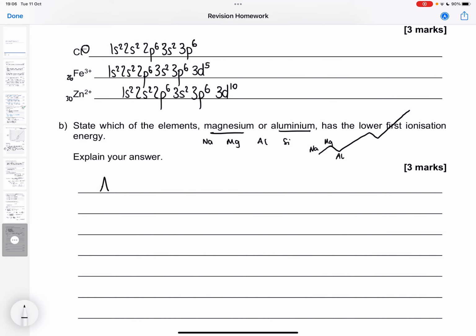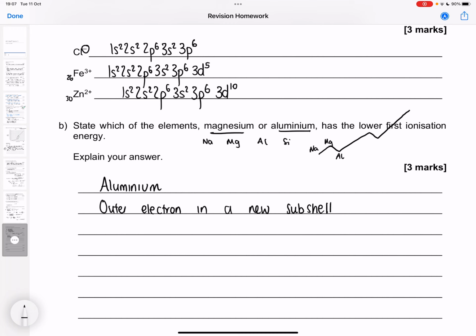Who has a lower answer? Aluminium, and this is very similar to a question earlier on in the paper. Why does it have a dip? Because its outer electron is in a new subshell. Aluminium is not in a new shell. Don't say shell.